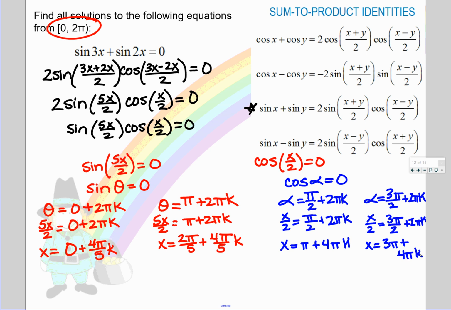Then pi. If I add 4 pi to that, I'm going to be too big. Even if I subtracted 4 pi, it's too small. 3 pi is already too big. And then if I add or subtract 4 pi to that, again, I won't get anything within that 0 to 2 pi range. So we have 6 answers.